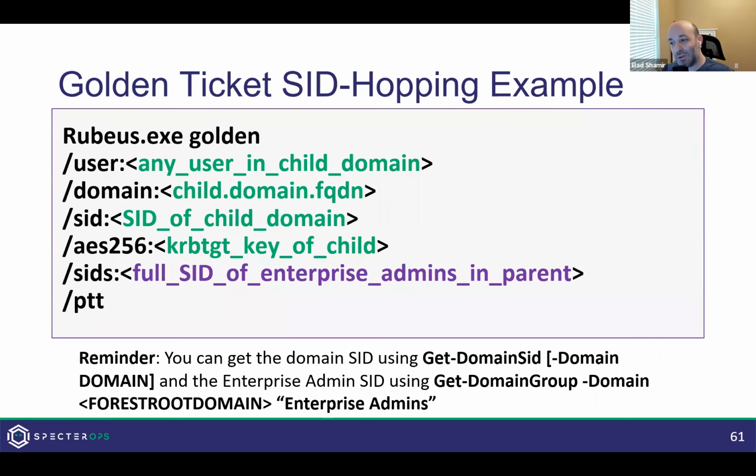If you want to forge a golden ticket with extra SIDs, Rubeus, Mimikatz, and Impacket all support that with the SIDs argument. Just make sure you use the correct SID for the extra SIDs. If you want to escalate from DA to EA, it needs to be the SID of the root of the forest. And I see people getting that wrong very often and then wondering why it doesn't work.